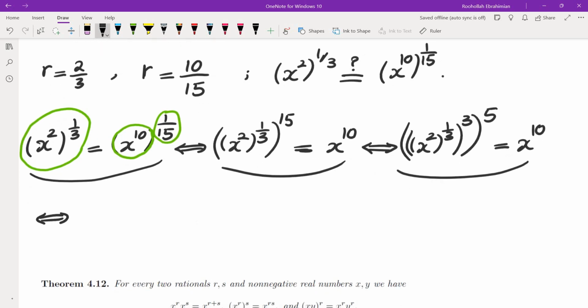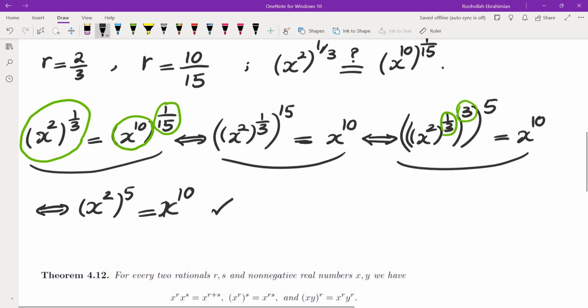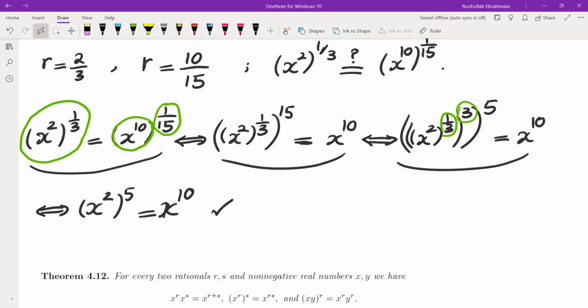However, since x to the power of 1/3 and cubed are inverses of each other, the left side is x squared. So x squared to the power of 5th is equal to x to the power of 10th. And of course, this is valid. In other words, if I have two different representations of the same rational number, I would get the same definition. I'm not going to get two different definitions.